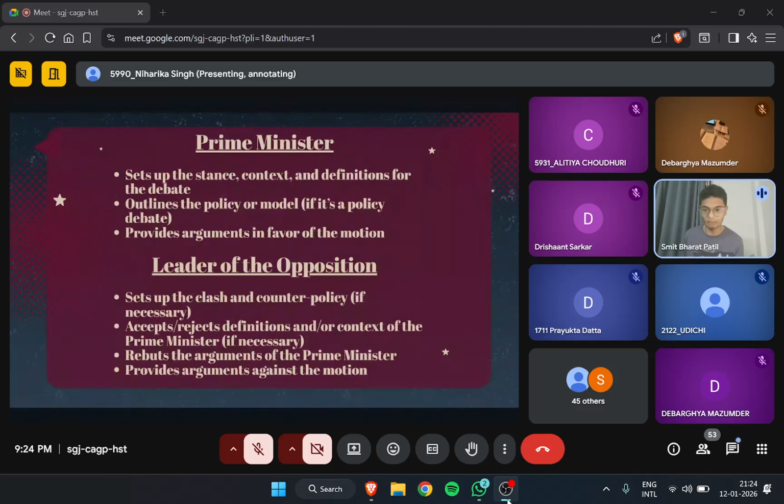Also, a point to add in prime minister: if you want to give pre-buttals, that basically means to already interact with your opposition's case. For example, they may come and say this particular thing, but we already have this sorted or we already have this in a better way in our case. So that is what pre-buttals are.